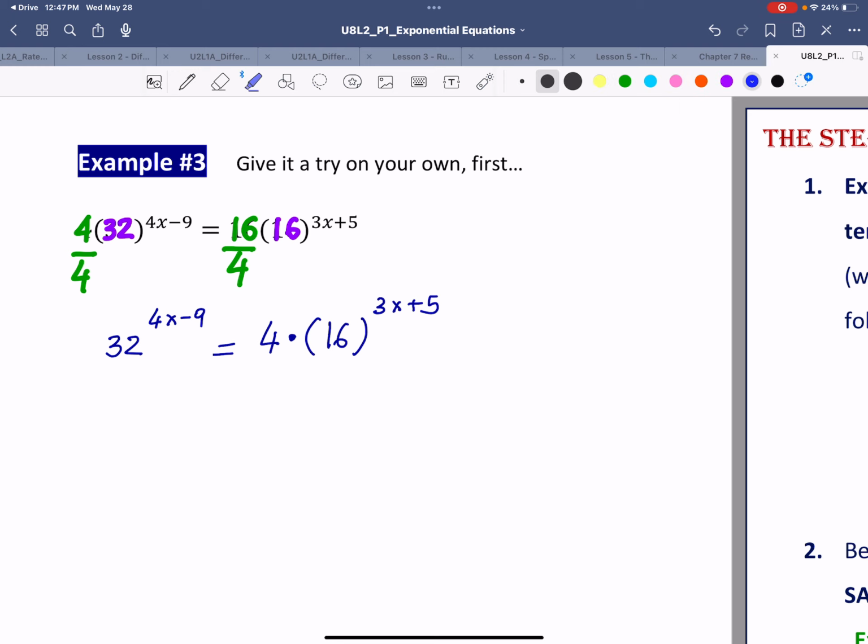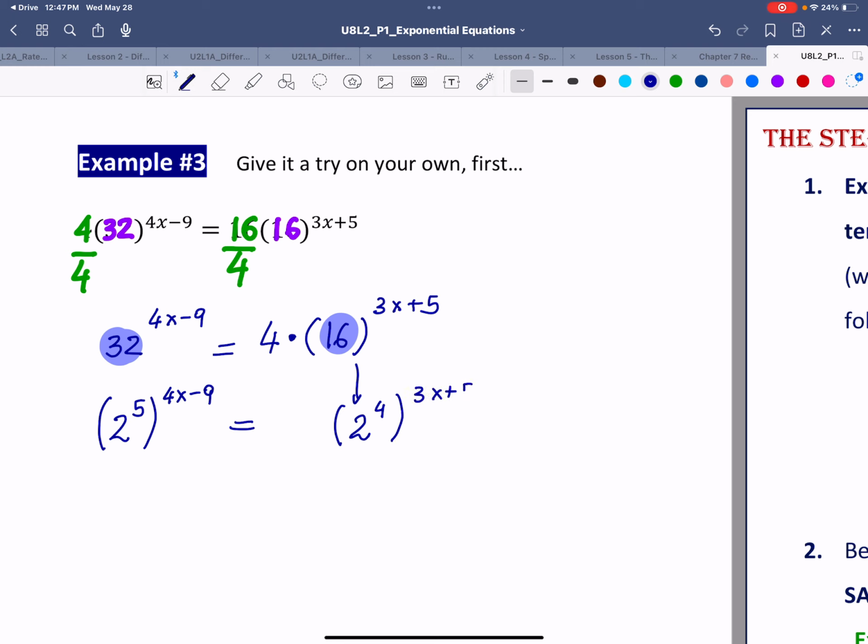When you look at each base in both sides of the equation, you see that we have a base of 32 and a base of 16. So a base of 32 can be written as 2 to the power of 5. It's an even number. That's the first that would come to my mind. And that would change the left side to become 2 to the power 5, to the power 4x minus 9. Now, the base of 16 is 2 to the power of 4, and still to the power of 3x plus 5. So basically what we did in here was write the number 32 as 2 to the 5 and 16 as 2 to the 4.